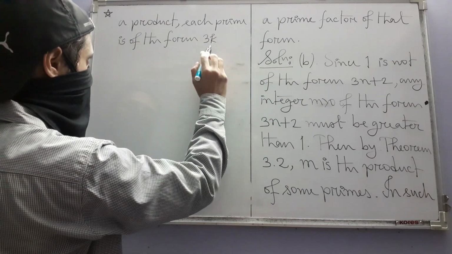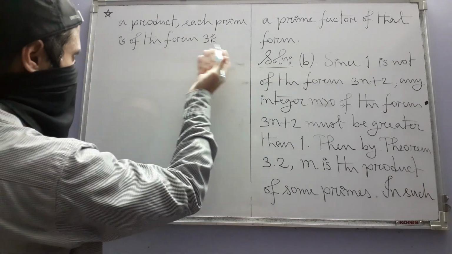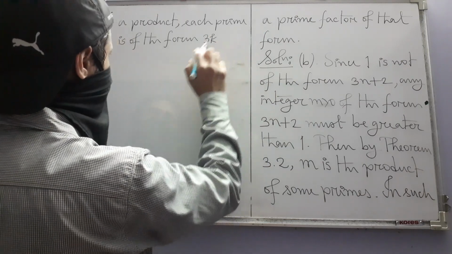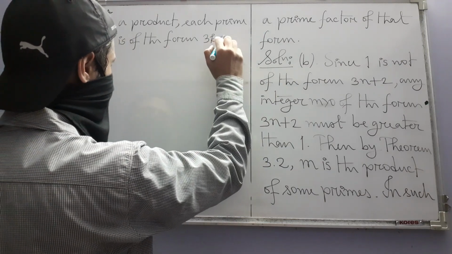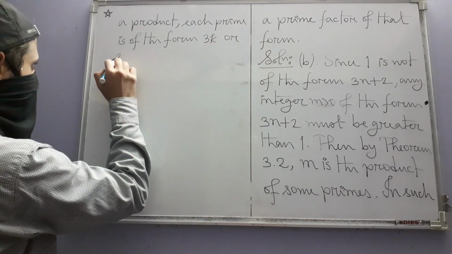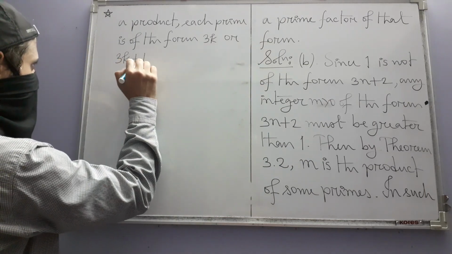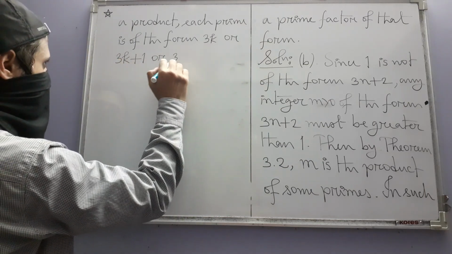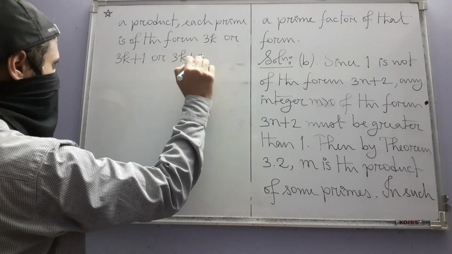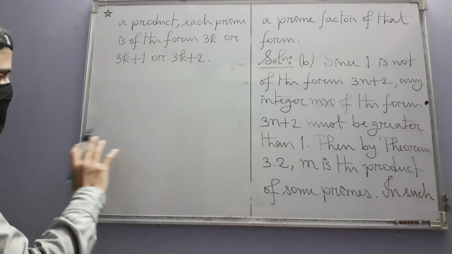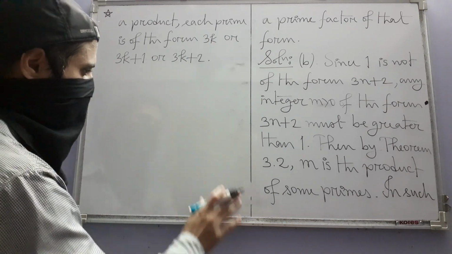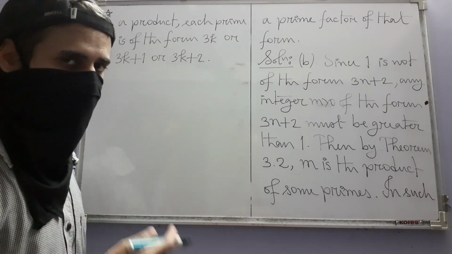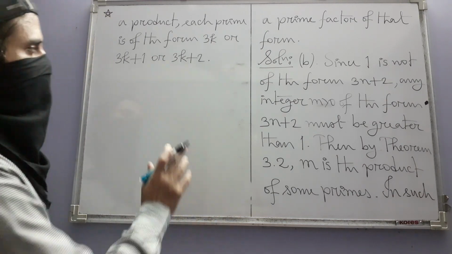3k. You understand that k is an integer, right? Is of the form 3k or 3k plus 1 or 3k plus 2, because these are all the forms that an integer can be in. Okay, there are no other forms.